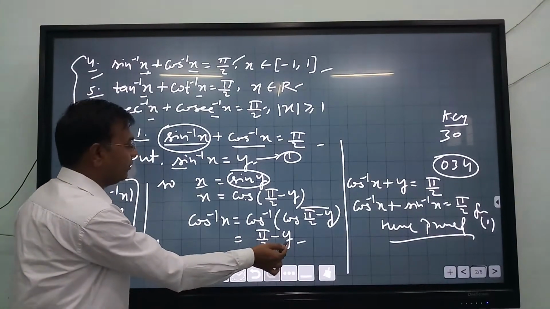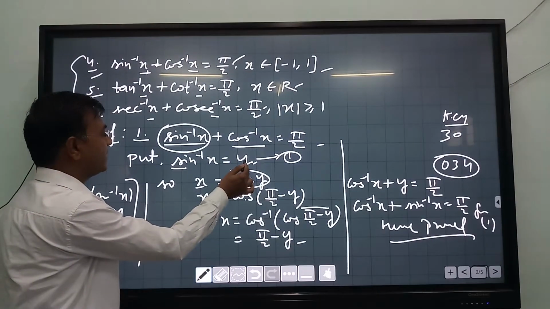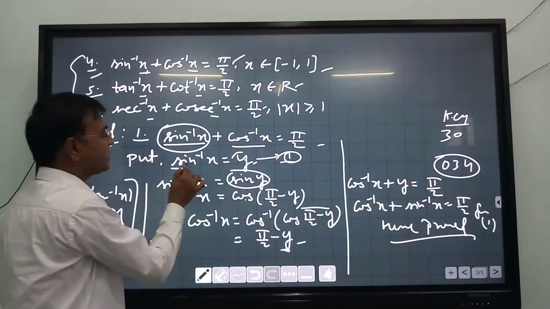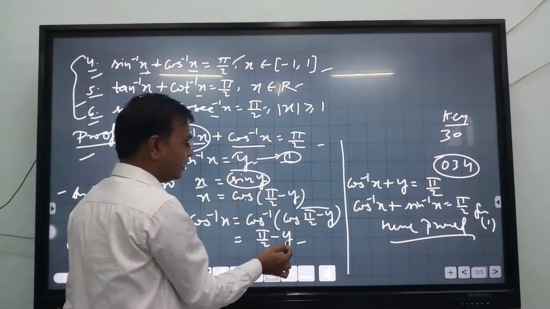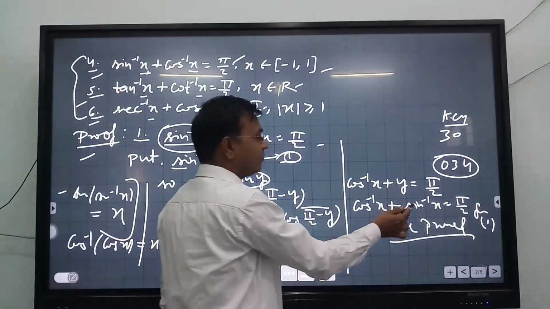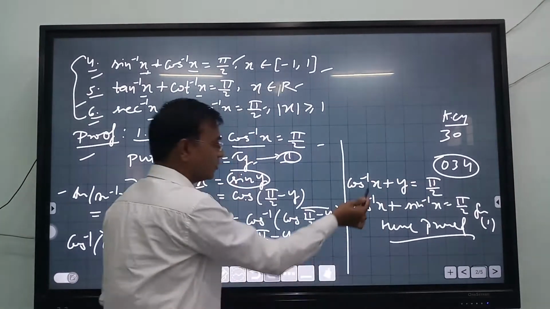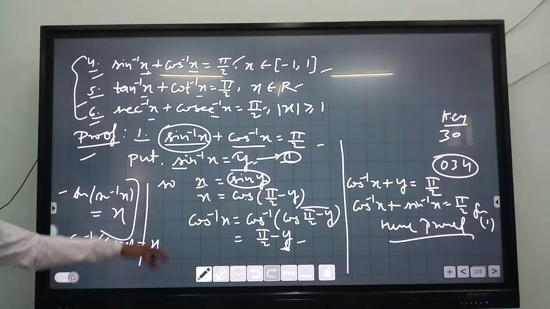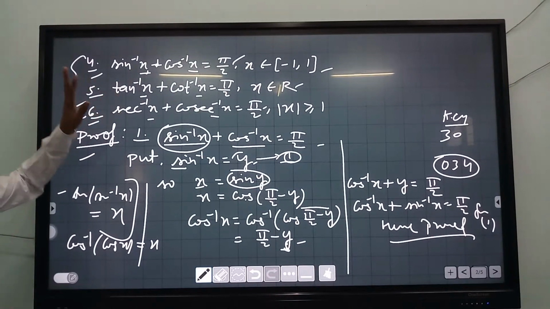Now the value of y is what? It is assumed as sin inverse x. So replacing this y using equation first, sin inverse x in place of y, on simplification we will get the result. So similarly students, you can try to prove the identity number 5 and 6.